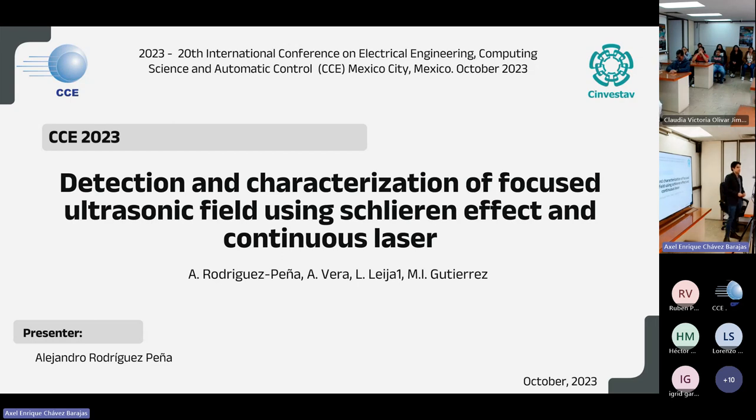Well, in medicine, the Schmieren effect is used for aligning methods in imaging. And we say that those alignment methods use different components, different methods that are complicated to do. With this method, we only use a continuous laser and an optical receiver, so it simplifies the methods that we're applying to different areas.